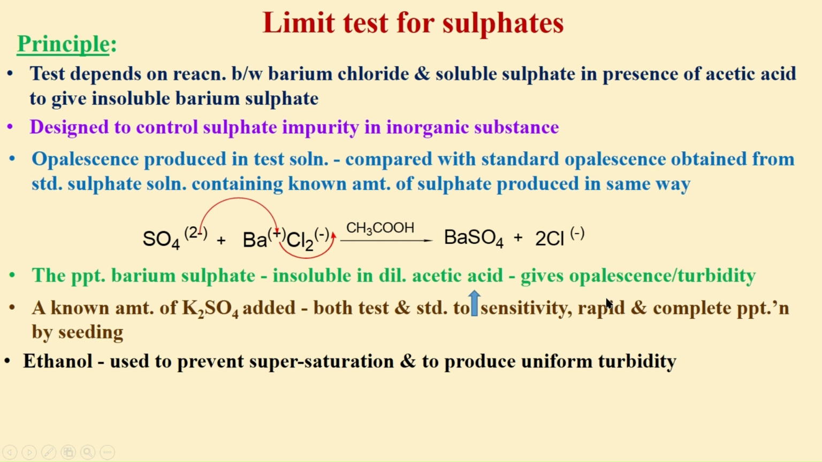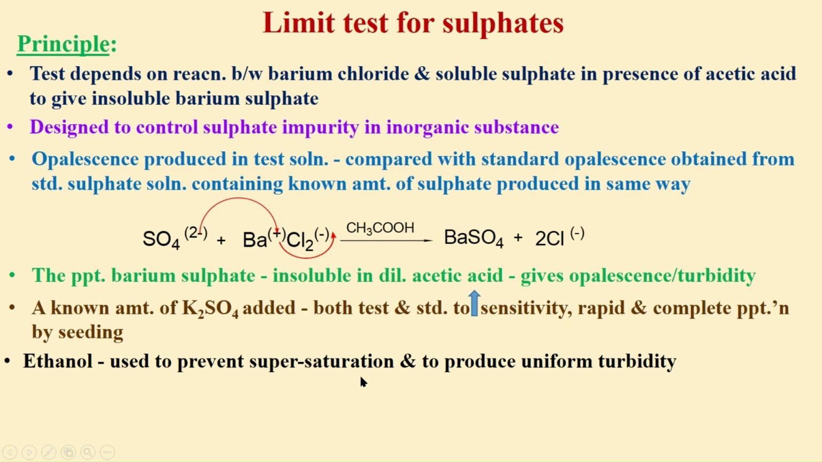Ethanol is used in this reaction along with potassium sulfate and dilute acetic acid. Why should it be used? If ethanol is not used, there will be supersaturation, and because of supersaturation, lumps of precipitate will be formed.